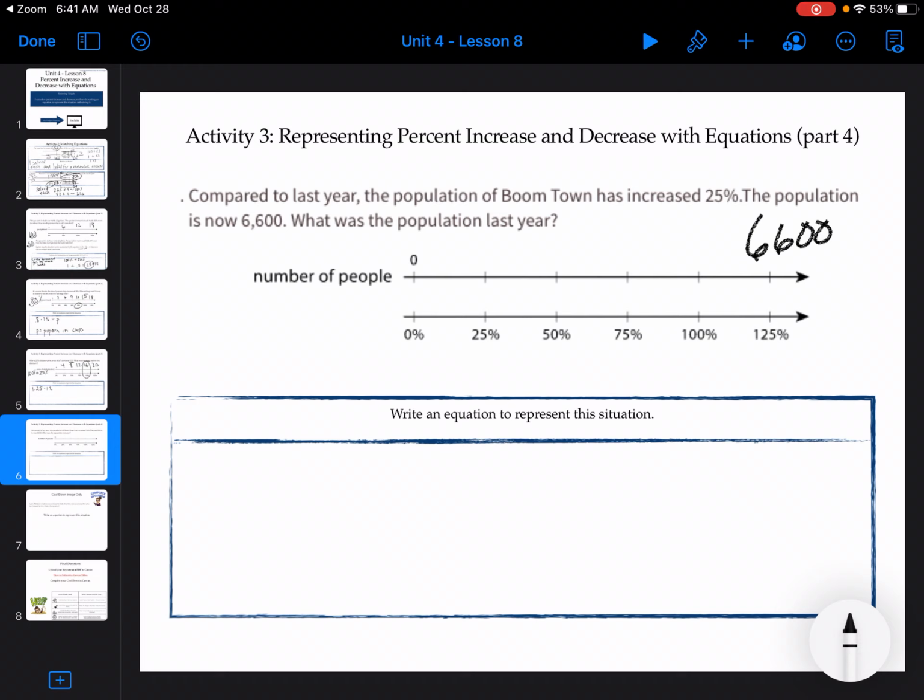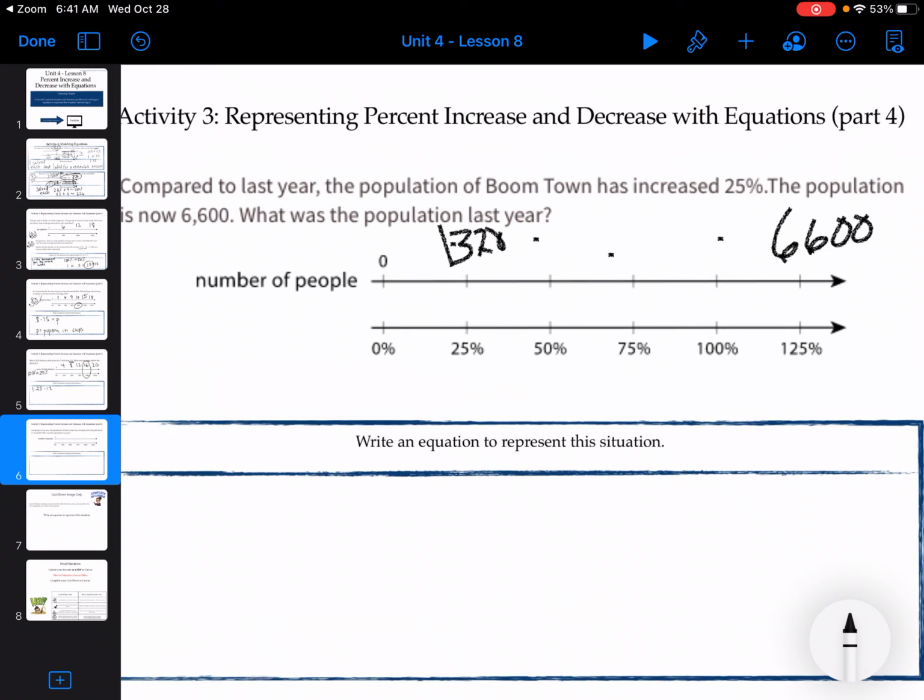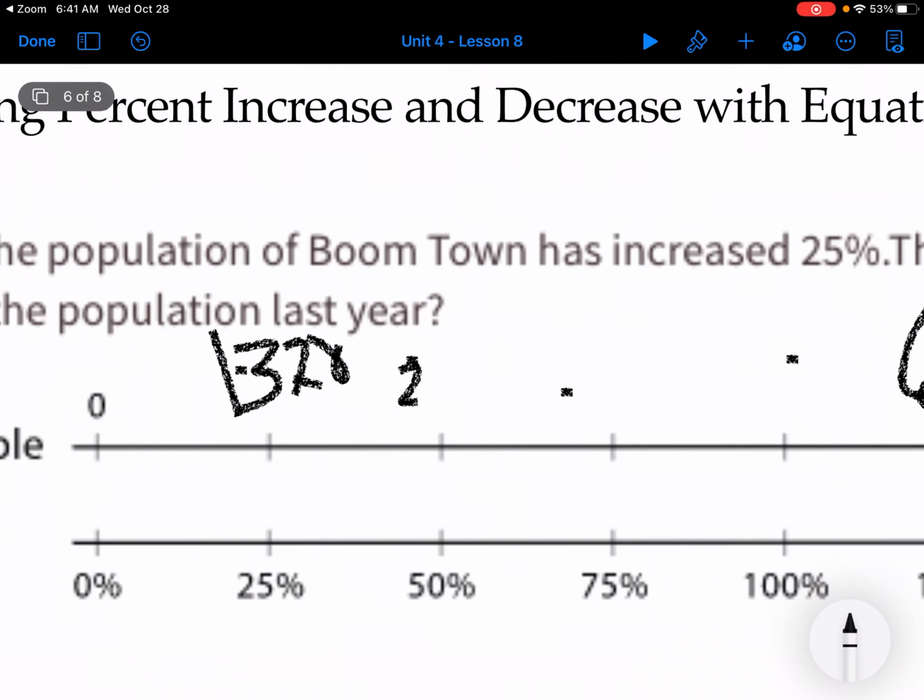So I'm dividing by 1, 2, 3, 4, 5. So in my calculator, I'm going to put that in because I really don't remember off the top of my head what it was yesterday. I get 1,320. So then that's going to mean 2,640, 3,960, 5,280.